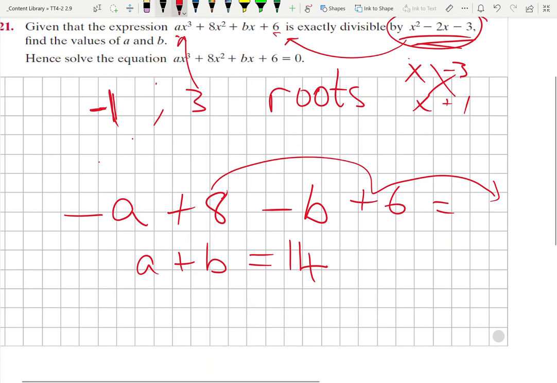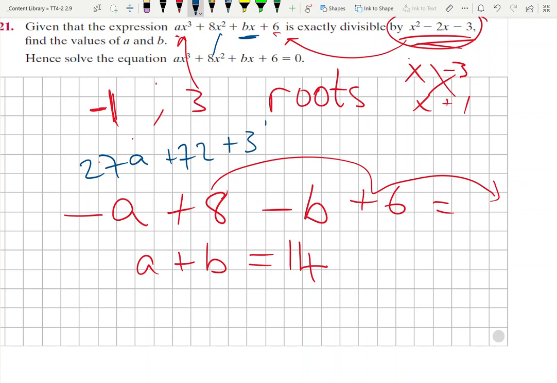Now I'm putting 3 in, so that'll be 27a. I'll just change the color here to keep it up nice and high. So I have 27a. Put 3 in, I get 27a. Put 3 in here, I get 8 9s is 72. Put 3 in here, I get 3b. And 6 is 6. They're all multiples of 3.